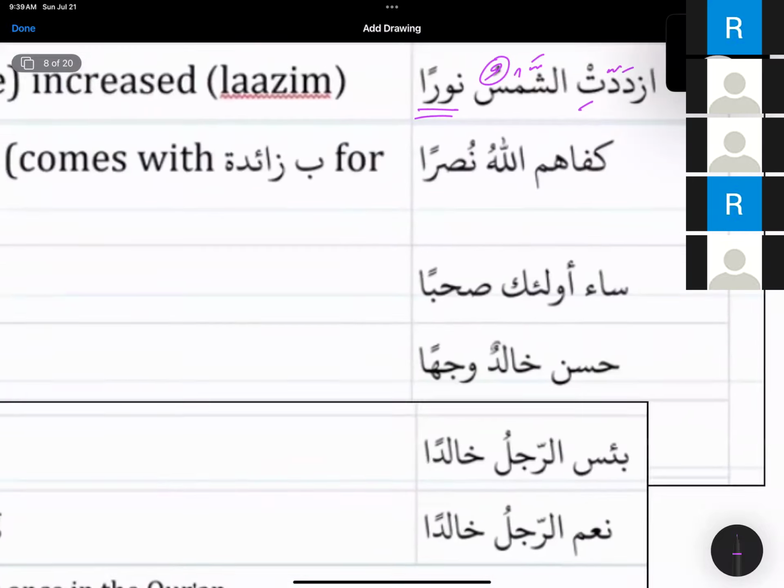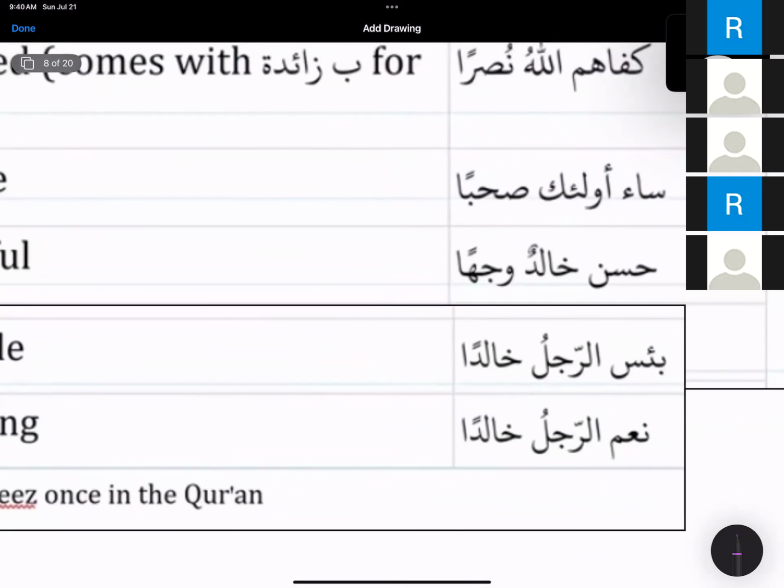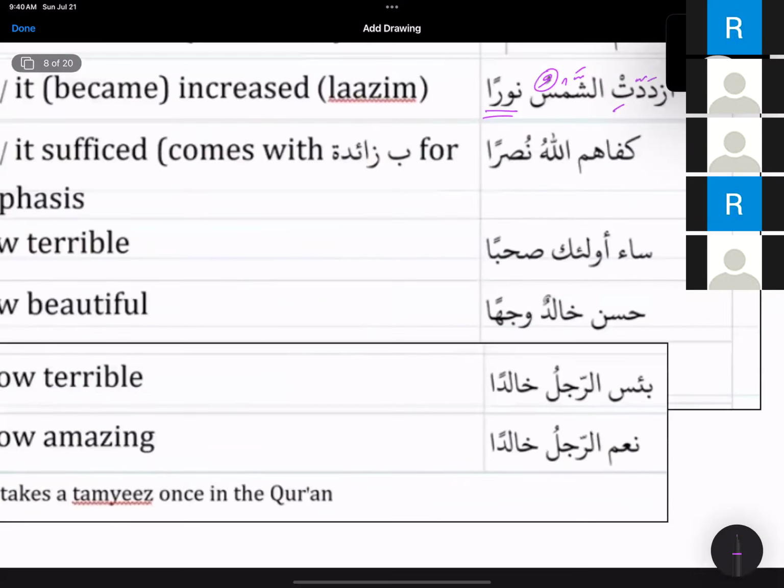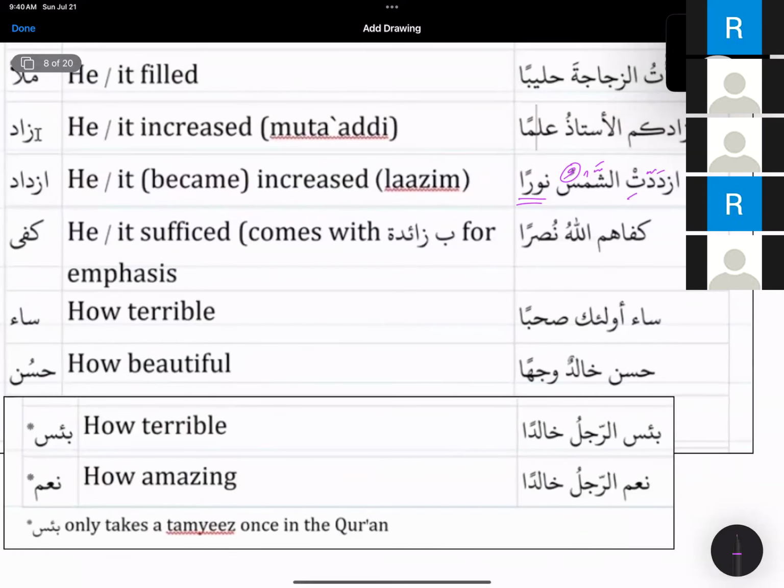Or we say bi'sar rajulu, how evil or how bad is the man, how terrible is the man? How are we going to translate bi'sar rajulu? Rajulu is a fail, right? How terrible. How terrible as a man he is, right? So now we need to say, okay, who is that man? Khalidan. So Khalid is really a terrible man as a companion, we can say.